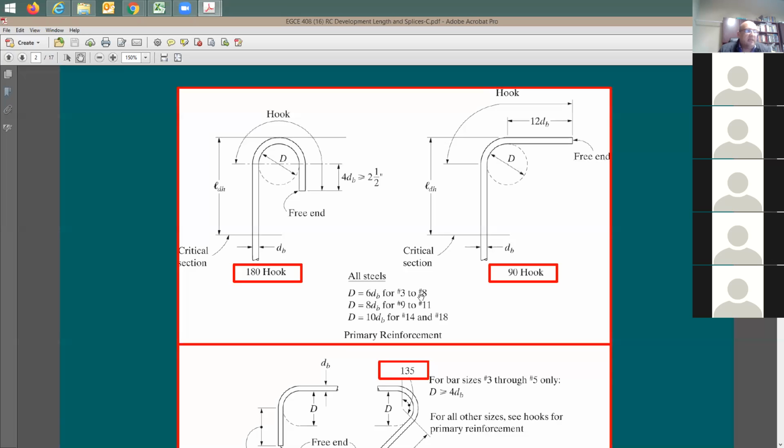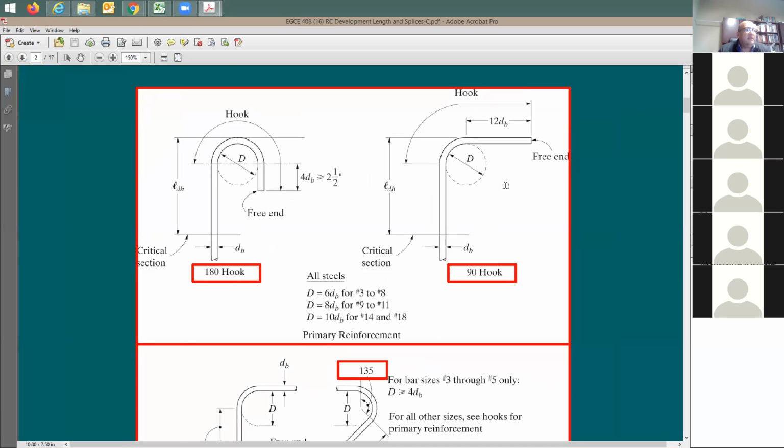All right, so if I have a number 8, like 1 inch, what diameter would you use here? What's the radius for the bending? Let me do the analysis. It's going to be simple, right? It says it's going to be 6 times db. If this is number 8, so let me put it here, for number 8, db is 1 inch.